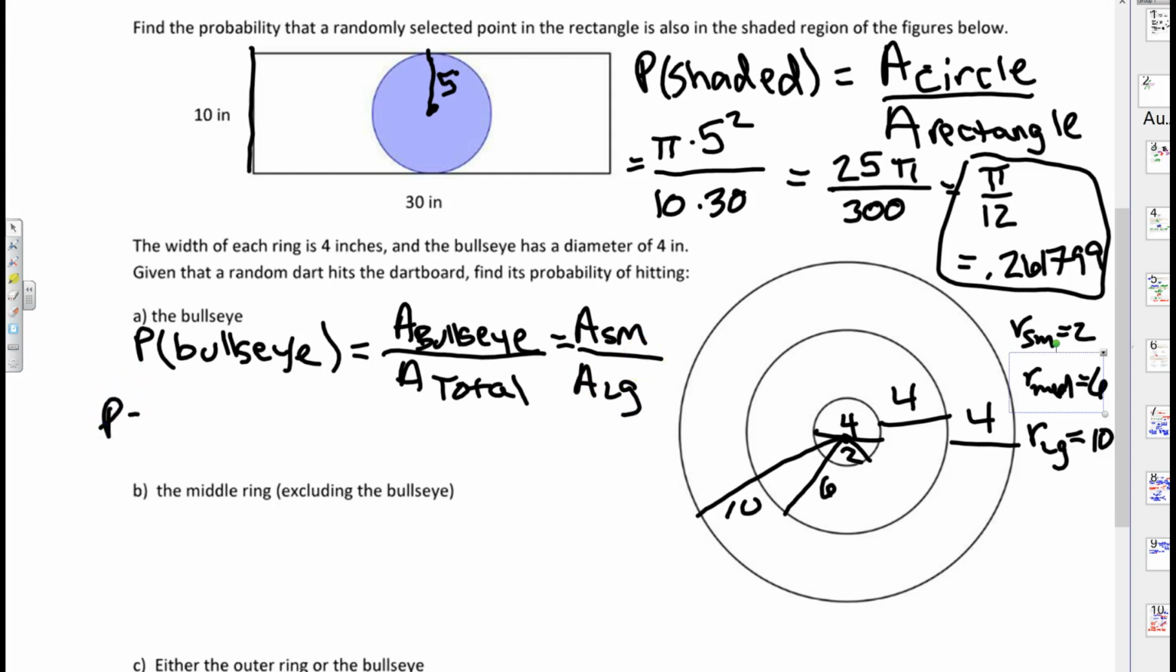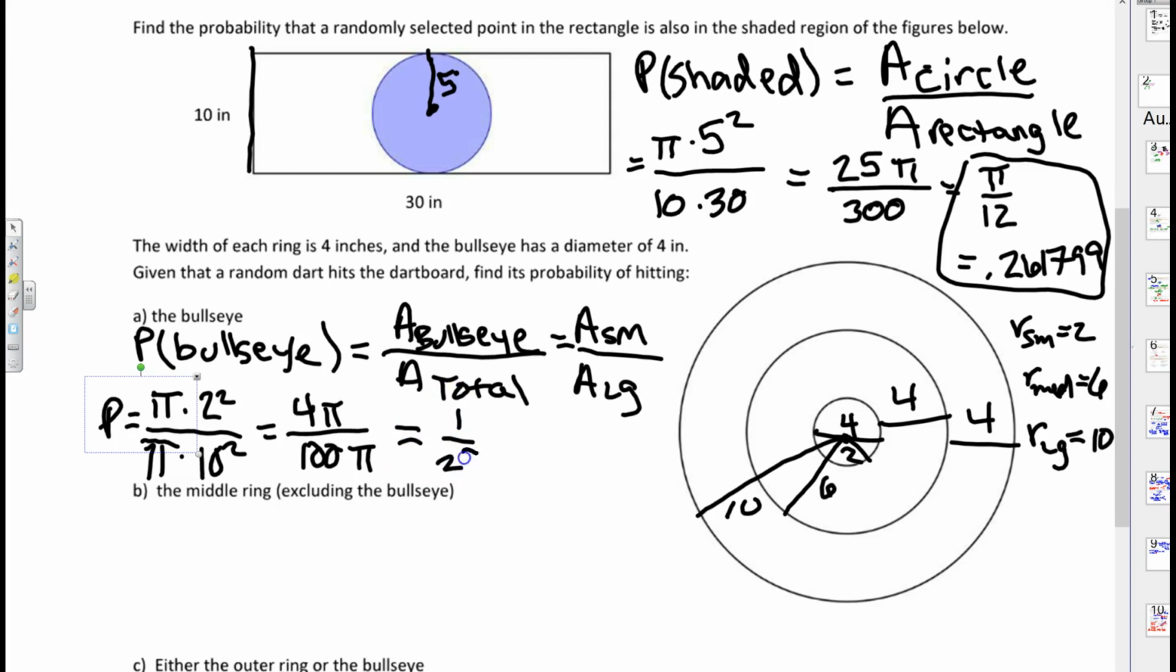So my probability will equal area of the bullseye, that's pi r squared, so pi times 2 squared, divided by area of the total. My large circle has a radius of 10, so pi times 10 squared, or I get 4 pi over 100 pi. The pi's cancel, and the 4 and 100 become 1 over 25, which if we plug that in our calculator is 0.04. So that's the probability of hitting the bullseye. You have a 4% chance of hitting the bullseye in this particular picture.